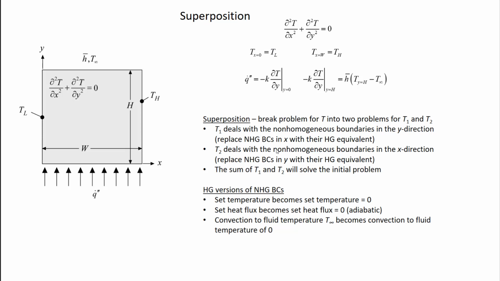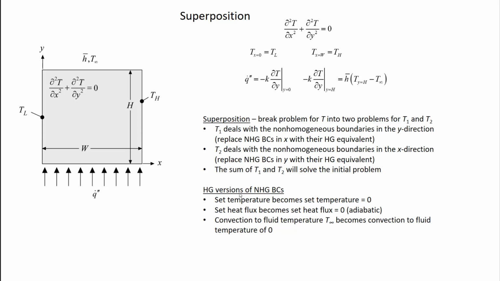And then T2 is going to deal with the non-homogeneous boundaries in the x condition, right? So it'll deal with this boundary condition and this boundary condition, but it will replace these boundary conditions with their homogeneous equivalents. So again, that one would be solvable using separation of variables. And then if you solve T1 and T2 separately, you can add those two solutions up and you get the solution to the original problem. So it's kind of a turn the crank method, right? It's not complicated. You do have to know what the homogeneous version of a non-homogeneous boundary condition is, and that's not too difficult to grasp.